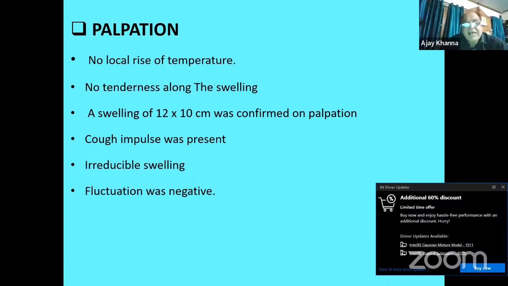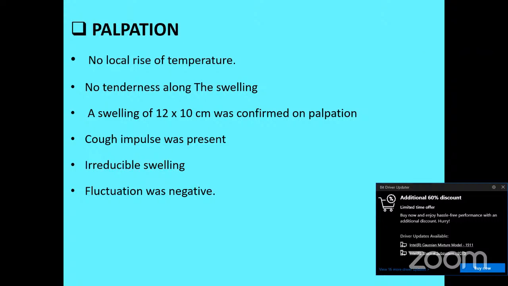Okay, cough impulse has got 2 components. There is no swelling and a swelling appears, or a swelling is there which increases in size. So both are cough impulse here. Can you think of any other condition which is not a hernia and you still get cough impulse? Cough impulse is not only seen in hernias, it's seen in other conditions also. Dr. Jujar, where else can you get cough impulse? It's not a hernia.